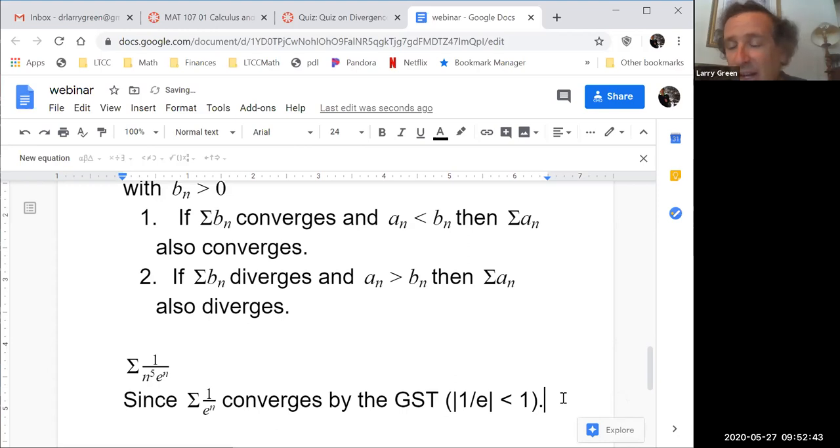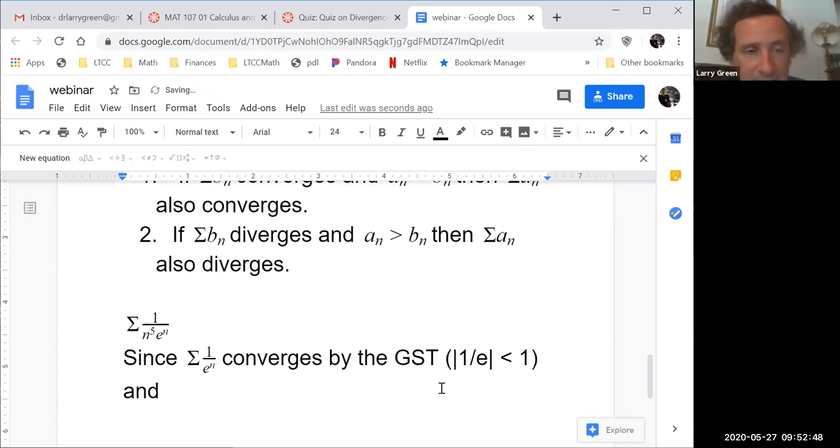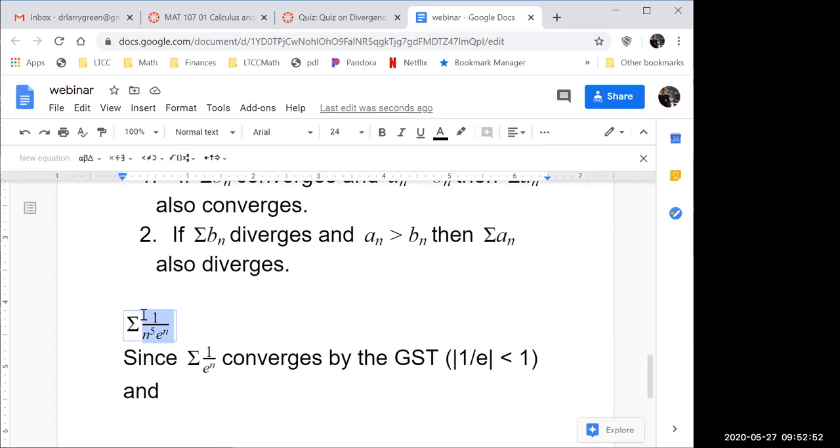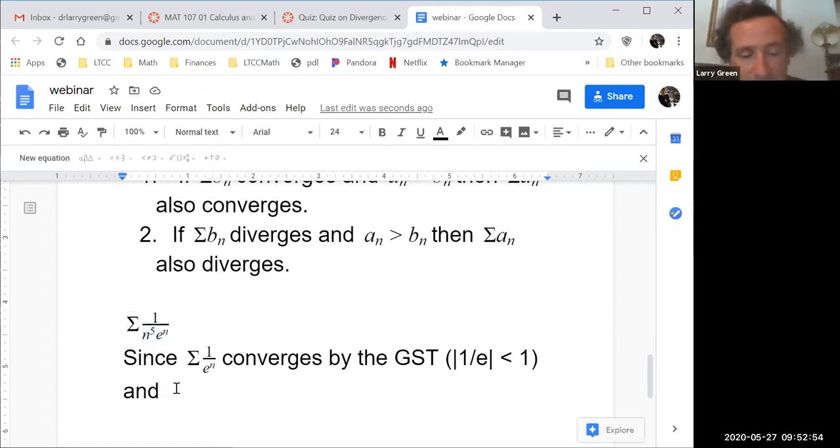Any questions on that? And we also can say that this fraction, 1 over n to the 5th times e to the n, is less than 1 over e to the n.